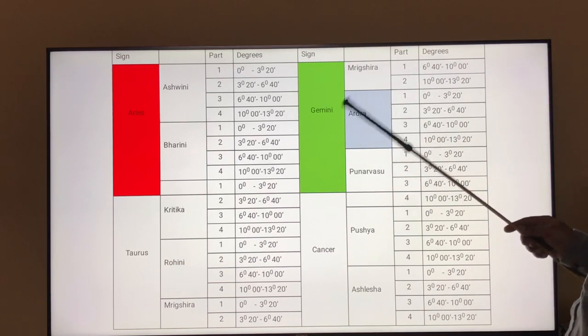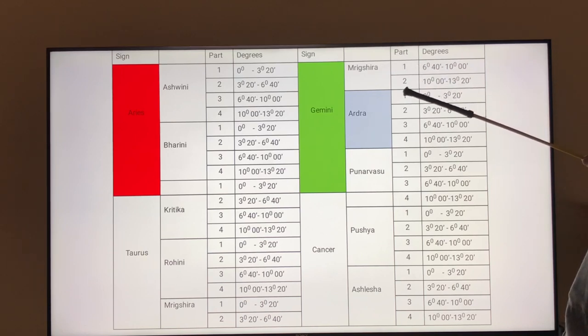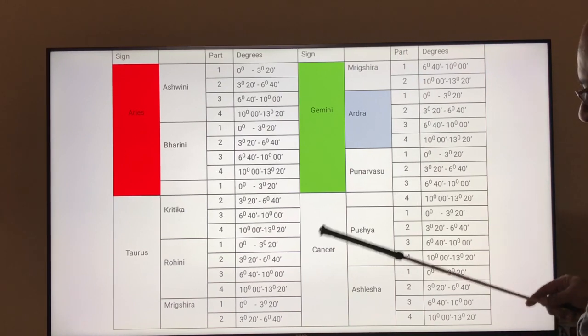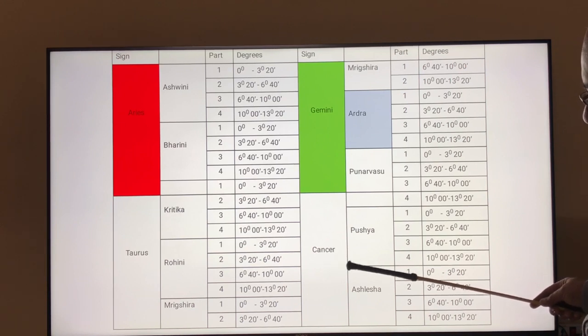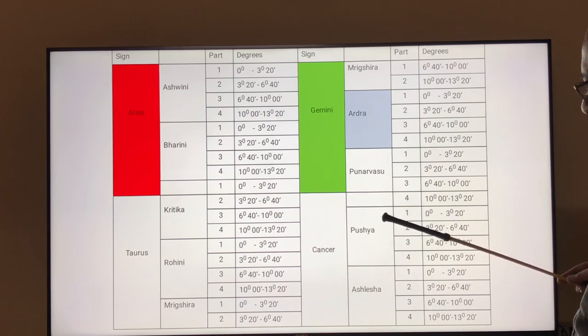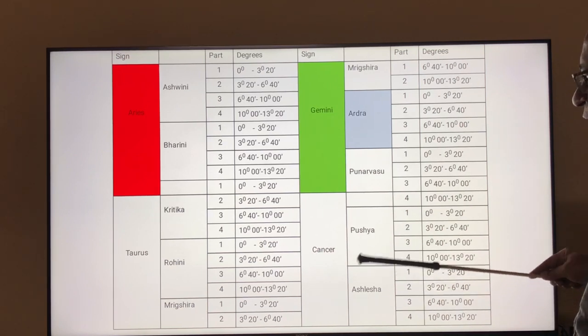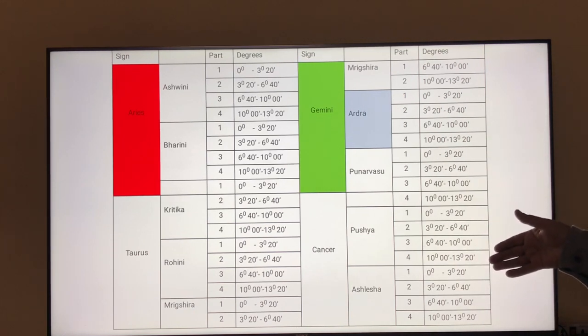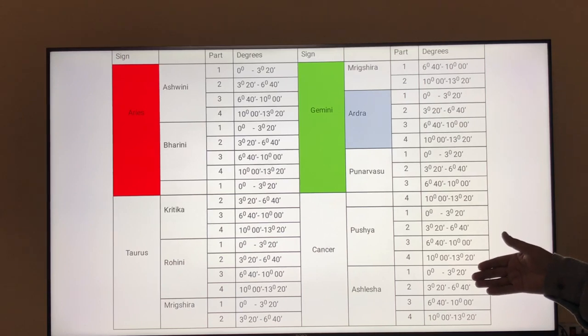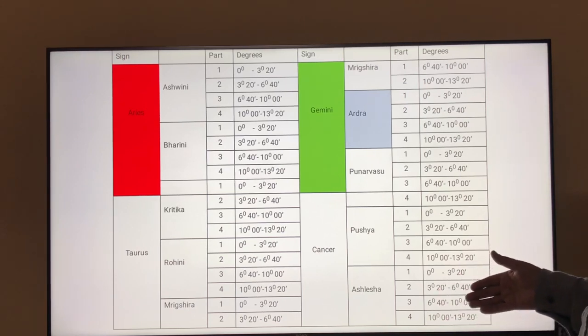Like here in Gemini, the 2 parts of Mrigashira, 4 parts of Ardra, and 3 parts of Punarvasu nakshatra are there. If we go to the Cancer sign, it takes the 4th part of the Punarvasu nakshatra, 4 parts of the Pushya nakshatra, and 4 parts of the Ashlesha nakshatra. So these 4 signs complete the first 9 constellations or nakshatras.